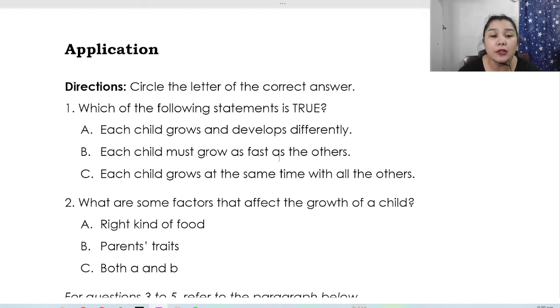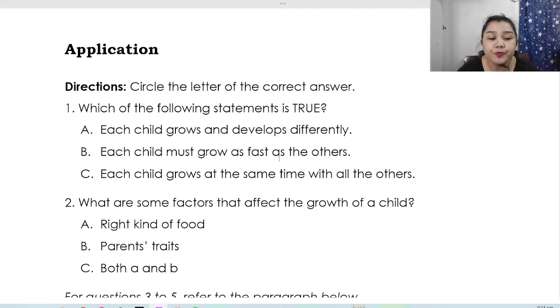A, each child grows and develops differently. B, each child must grow as fast as the others. C, each child grows at the same time with all the others. I repeat, which of the following statements is true? A, each child grows and develops differently. B, each child must grow as fast as the others. Or C, each child grows at the same time with all the others.